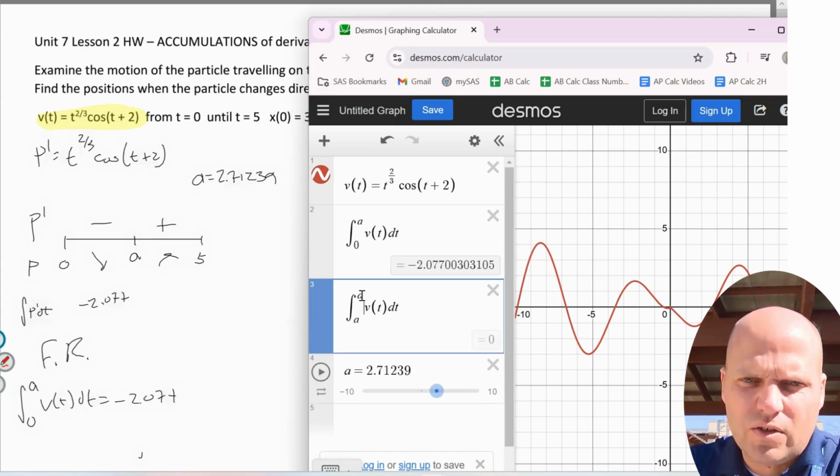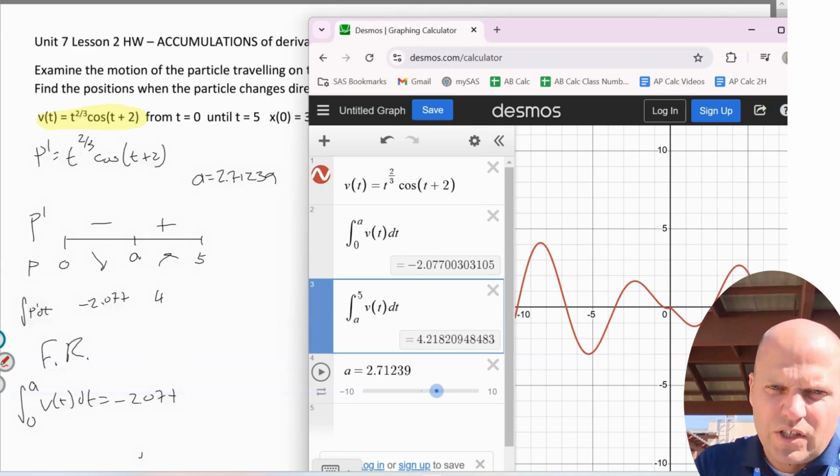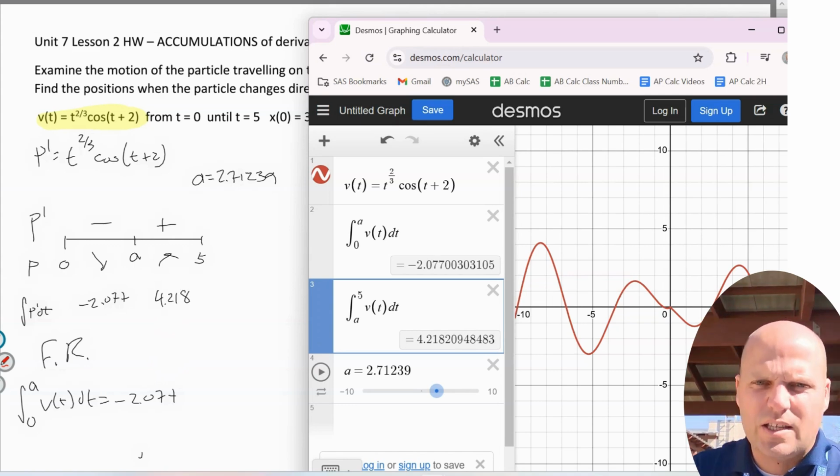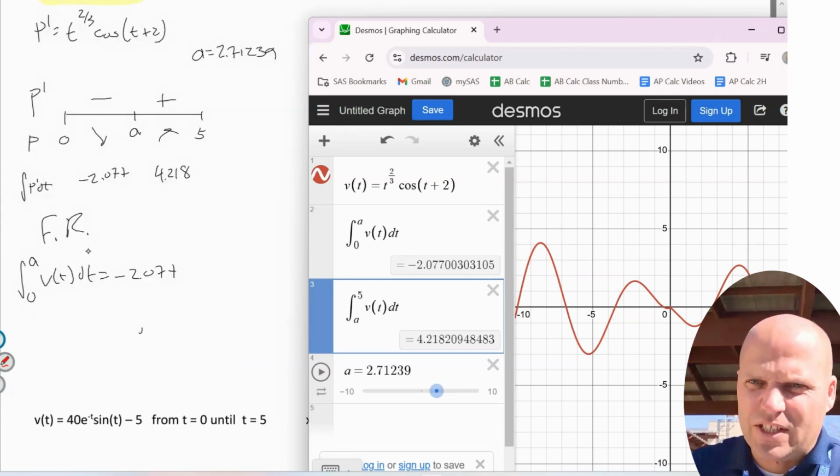It's very easy to use Desmos with copy and paste. We can see we go up 4.218. All right, so I'll write that down. This is not sufficient. This is just for my note that from A to 5, I got 4.218.